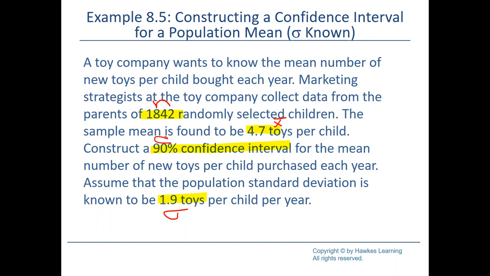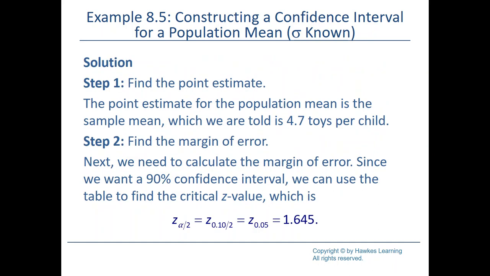So we already know what our point estimator is. Our point estimator is that x bar, which is 4.7. For our margin of error, we needed to know what our c was, which is 90%. So my alpha is going to be 10%, but remind yourself, we are always going to be dividing it by 2. And from there, we are going to find the z value that's associated with it. I highly recommend looking at the table, which I think is table 8.1, which gives 1.645.